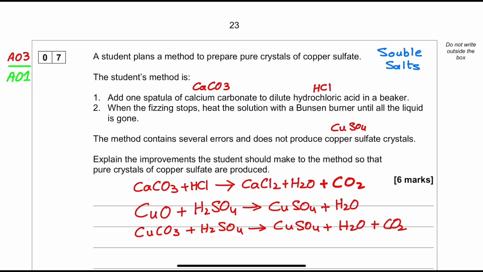If you look at our equation, calcium carbonate reacts with hydrochloric acid, HCl. It gives calcium chloride, CaCl2, plus H2O plus carbon dioxide. If we want to get copper sulfate, we can't use this chemical reaction. The student can take either copper oxide or copper carbonate.